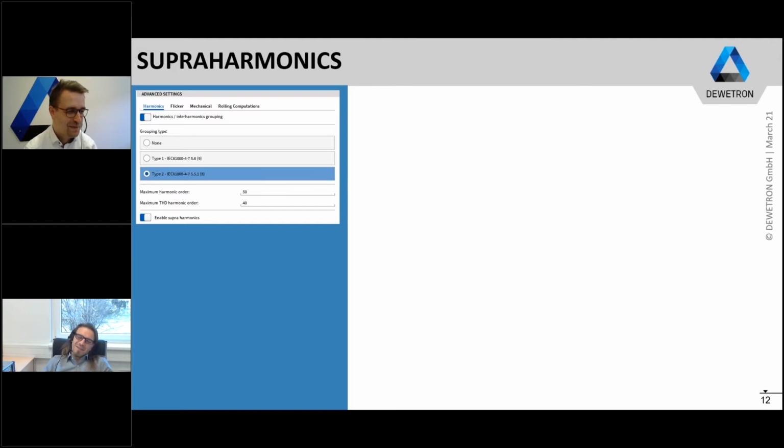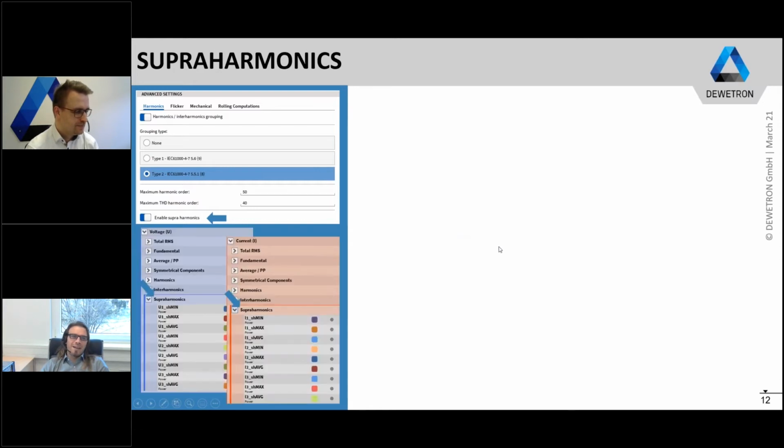Perfect. The superharmonics will be calculated when they are enabled by this slide in the software settings. After enabling them, you will find a superharmonic section in the voltage group and in the current group of your channel list. They are again calculated for each voltage signal and for each current signal of each phase.